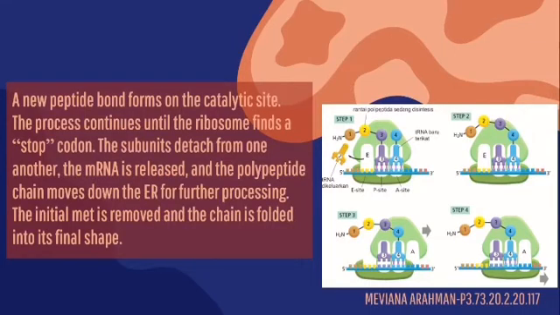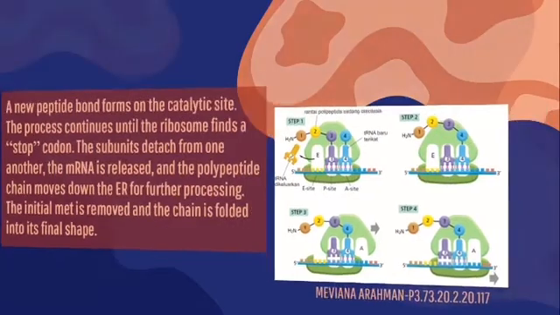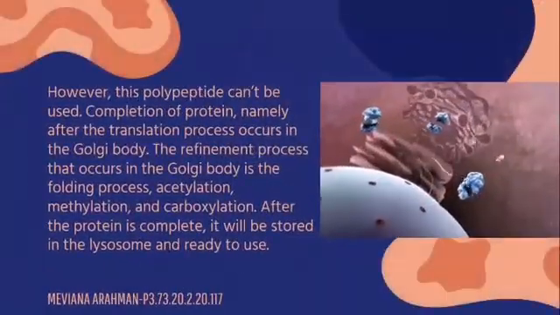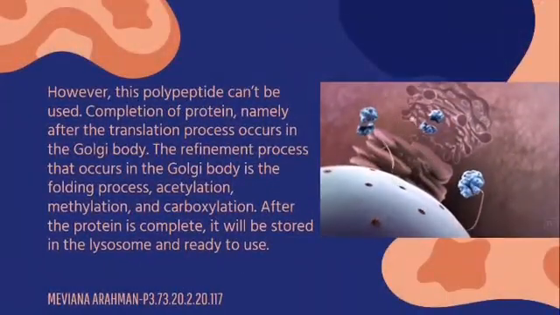The subunits detach from one another. The mRNA is released, and the polypeptide chain moves down the endoplasmic reticulum for further processing. The initial Met is removed, and the chain is folded into its final shape. However, this polypeptide cannot be used yet.